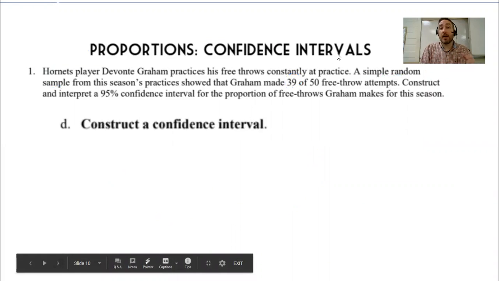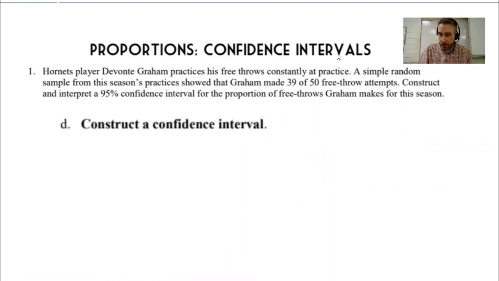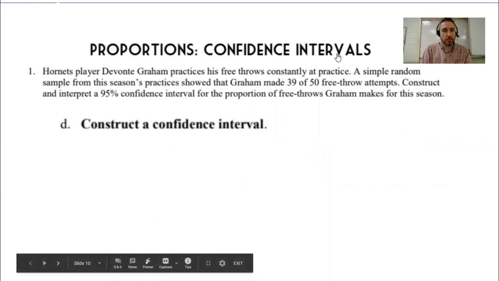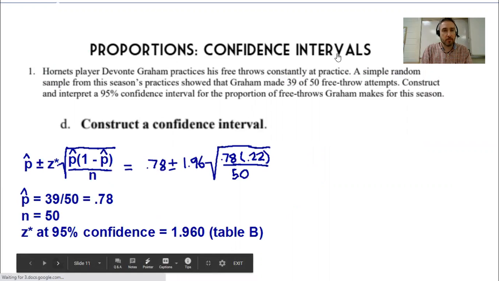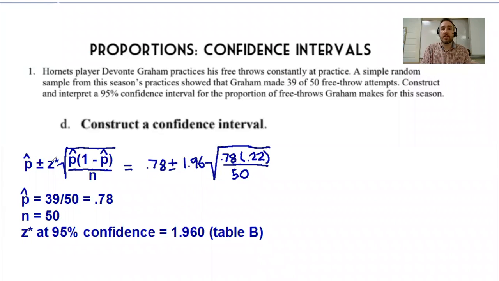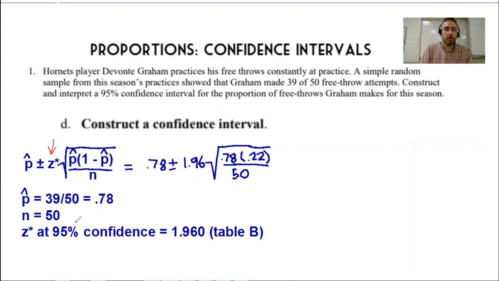So I write the formula, set it up, but I do all my work in the calculator. So if you know how to use that, see if you can construct it first, and pause the video, and then you can check the next slide. So the formula is going to be p hat plus or minus z star square root p hat (1 minus p hat) over n. That's the standard error formula. The z star, remember, we can get from table B.